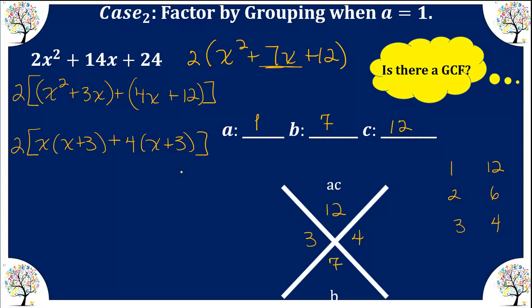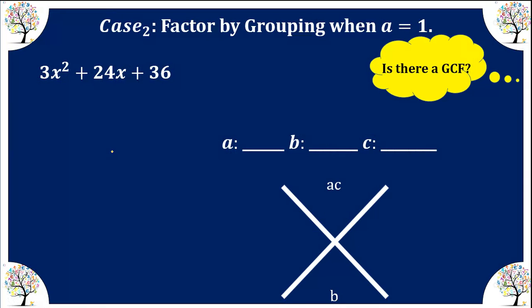And now we're going to see that we have 3 factors for this polynomial. 2, then we have x plus 4, and we have the common factor of x plus 3. Here are the 3 factors of our quadratic trinomial. Let's take a look at another example.